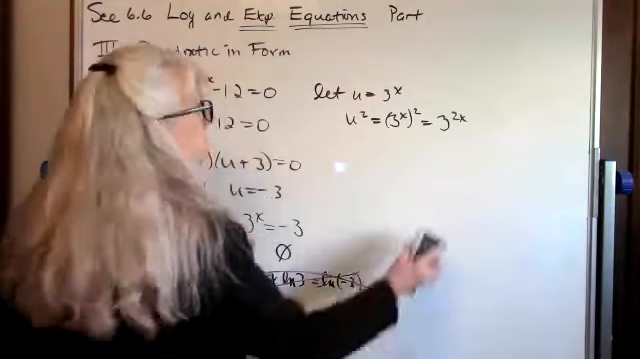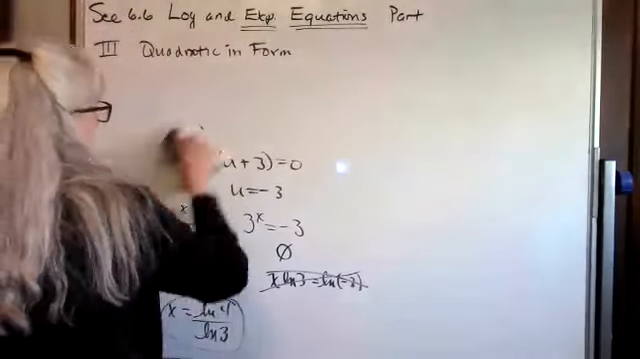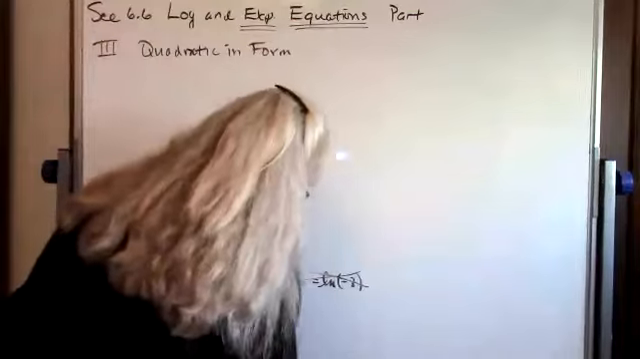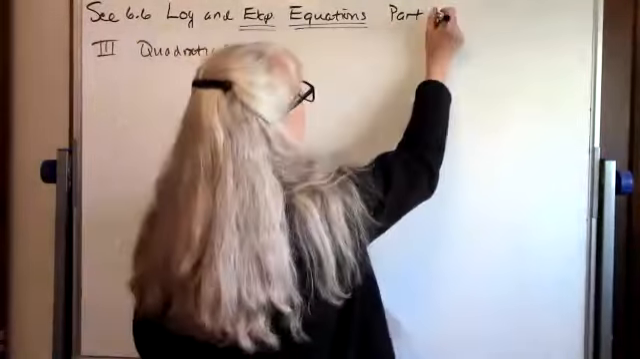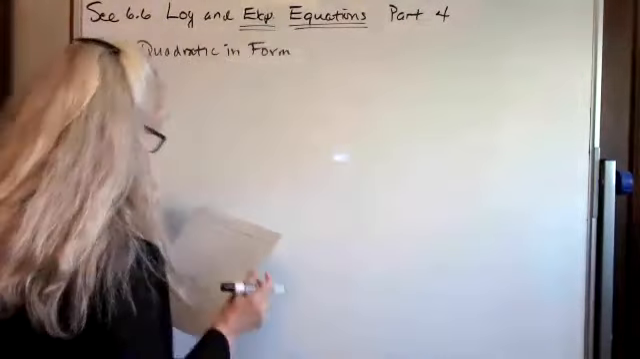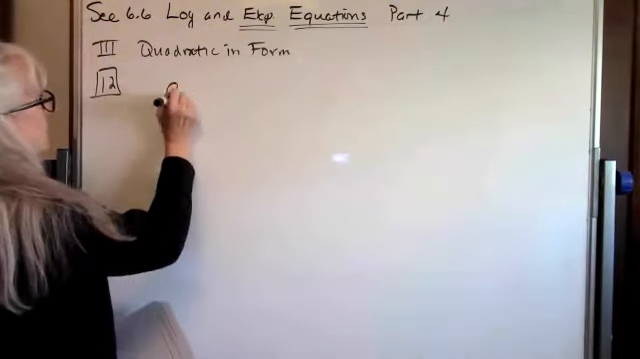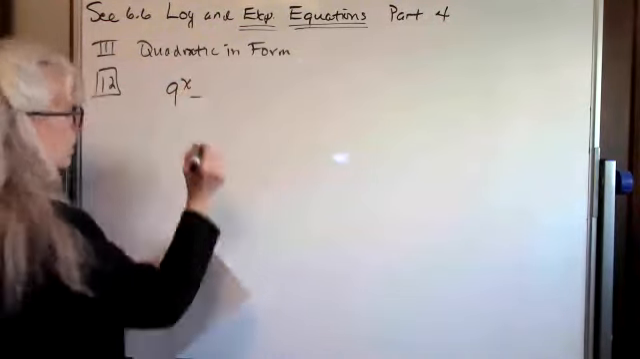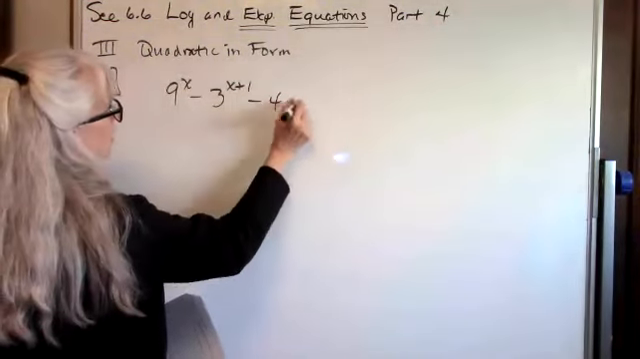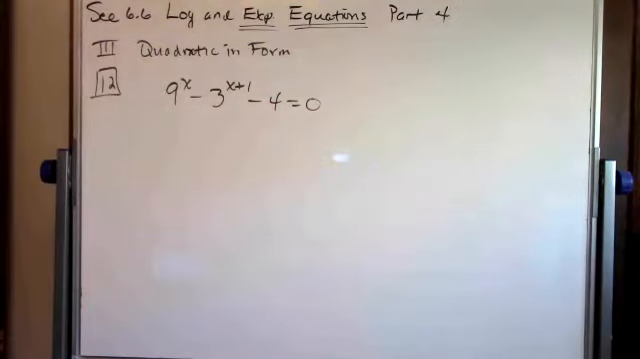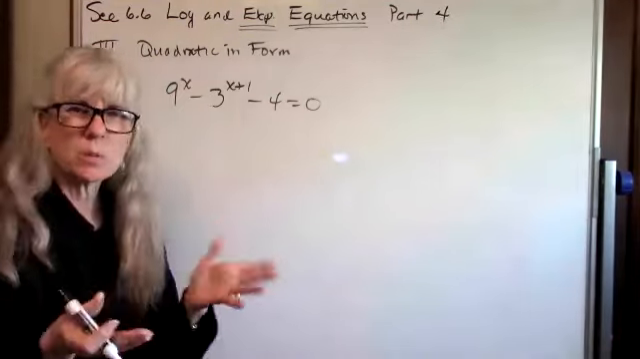Okay, next. Our last example. Okay, the last one, example 12, says we have 9 to the x minus 3 to the x plus 1 minus 4 is equal to 0. When I look at that, I still see the 3 terms, but I don't have the middle exponent being half of the first. So I have to do some rearranging first.